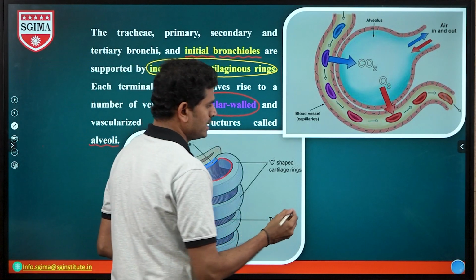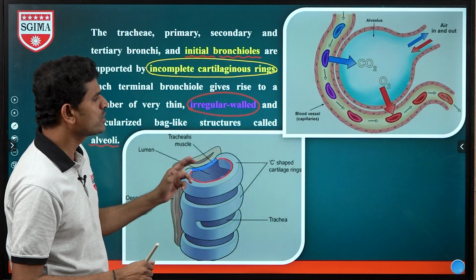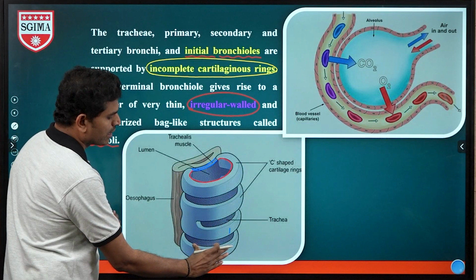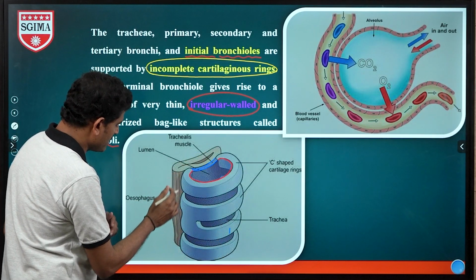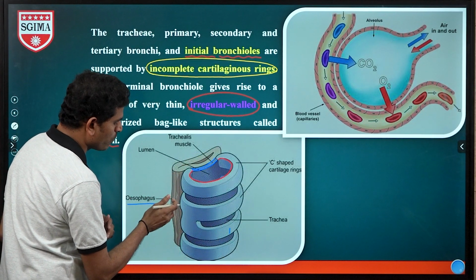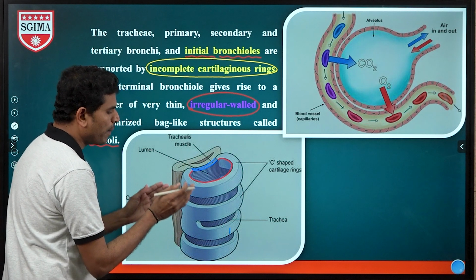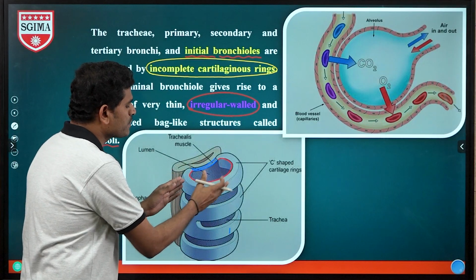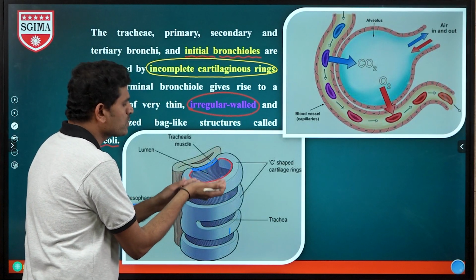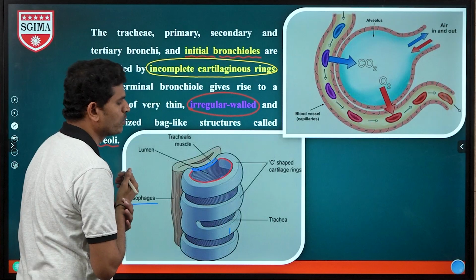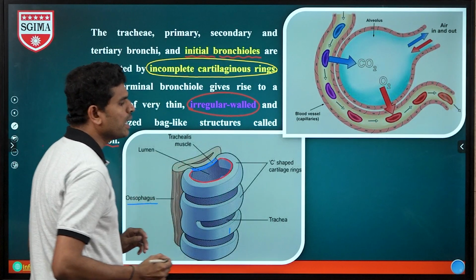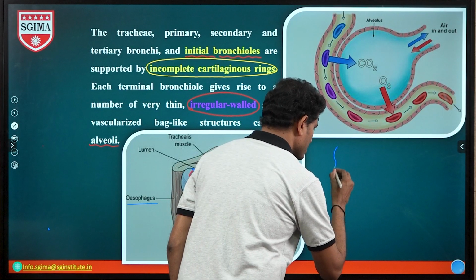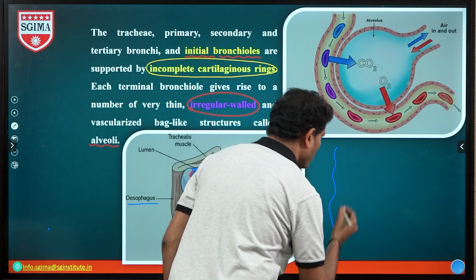Now, if we discuss how these are arranged, there is a food pipe and a windpipe. What we see here is the trachea, and the back side is the esophagus. So outside, what is visible is the respiratory pipe, that is nothing but the windpipe. Its back side is the food pipe. This food pipe shows peristaltic movements. As we know, peristaltic movement is a wave-like movement.